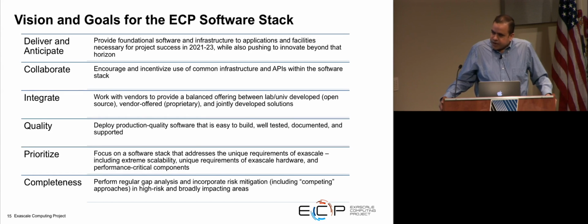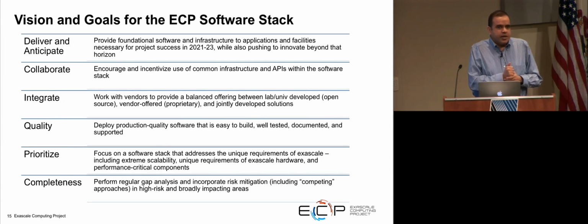And finally, also completeness, is that we perform a regular gap analysis to see what is missing based on all these criteria and the priorities. And also incorporate risk mitigation, which may involve a few competing approaches in areas that are high risk or that are critical. So we don't have too many of these, but for example, we have 2 efforts in MPI, but that is something that is needed on every system, and the vendors also depend on these open source projects, and they use the software produced there.